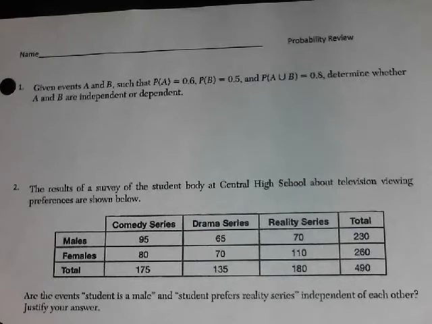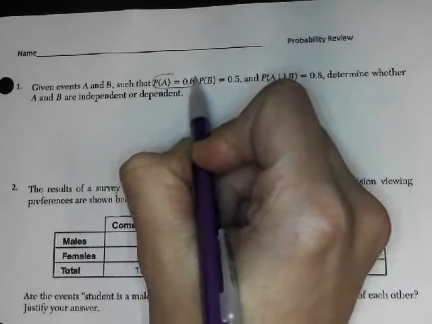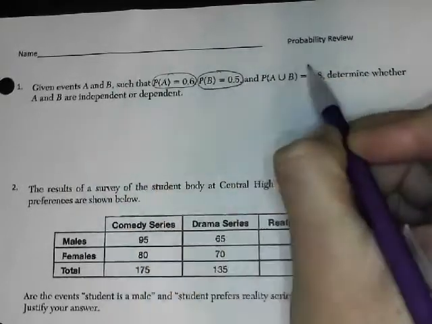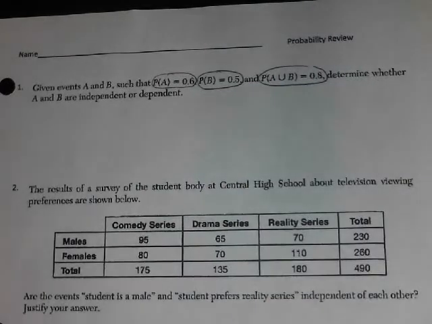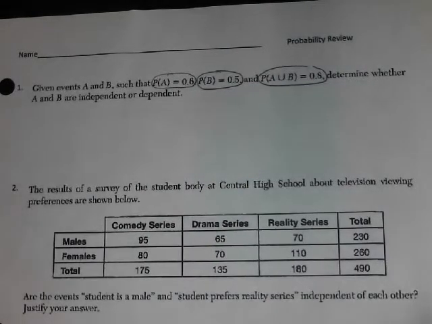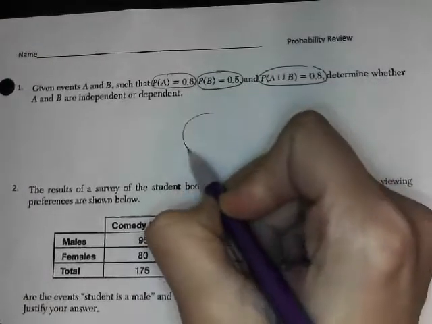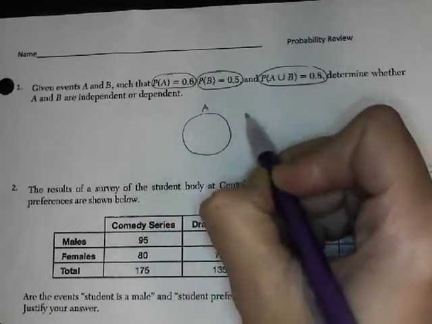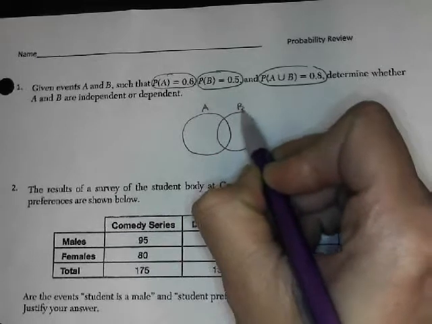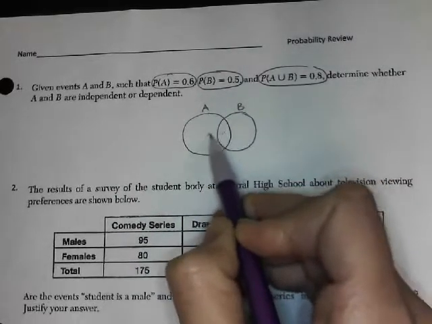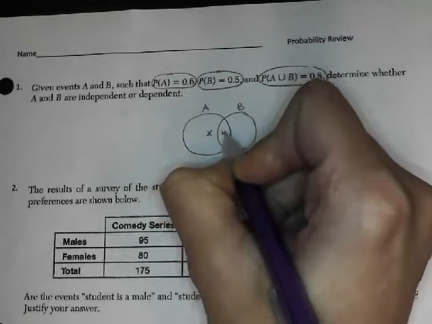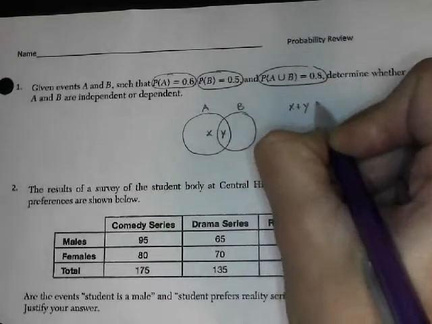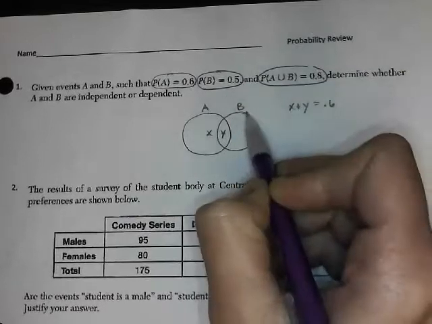Okay, so if we jump into this probability review, given events A and B such that the probability of A is 0.6, B is 0.5, and the union is 0.8, this kind of screams Venn diagram for us. There is event A, and here's event B. We know that A should add up to 0.6. So if I call this X and Y, X plus Y should equal 0.6.